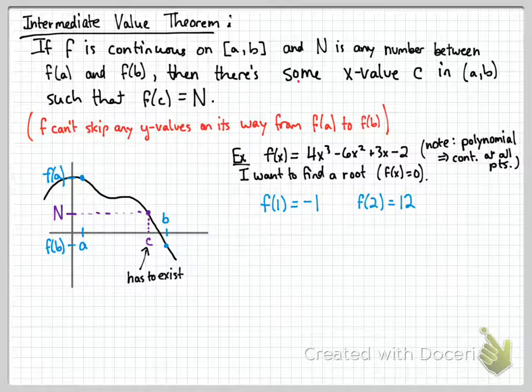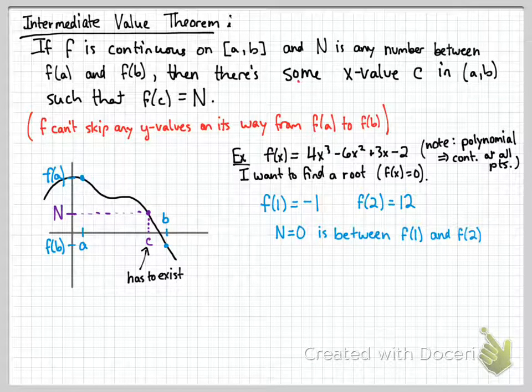I want to notice a couple of things. If I plug in 1 to this function, I get -1, and if I plug in 2, I get 12. That's not that exciting, but 0 is in between -1 and 12. So if I pick n equals 0, it's between f of 1 and f of 2. So I'm thinking of 1 as a and 2 as b from the theorem. I'm picking the value 0 because that's what I'm interested in, zeros or roots of the function.